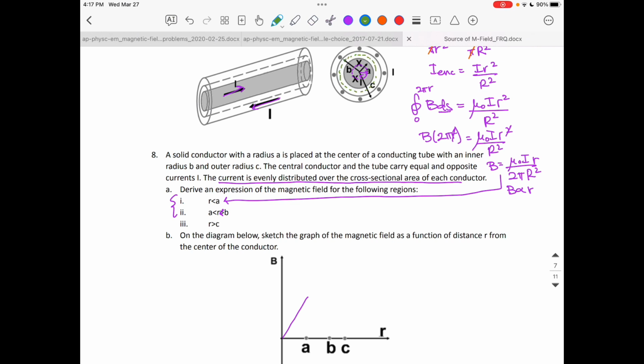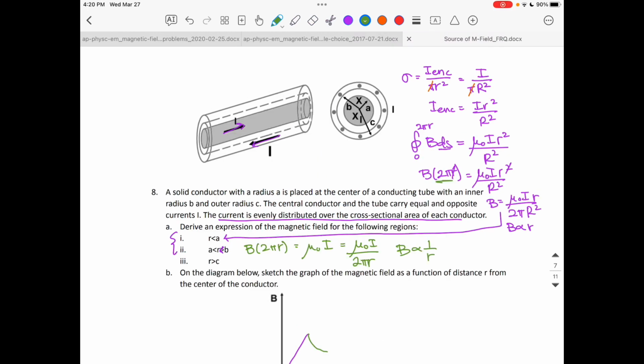And this one is easy because we have the Ampere's law equation, and I'm just going to go ahead and plug in that B times 2 pi r is equal to mu naught I enclosed, and I enclosed is just the current of that inner wire, which is just I. So I get mu naught I over 2 pi r. That gives us an inverse function. That means B is inversely proportional to R. So in that section, we're going to decrease inversely.